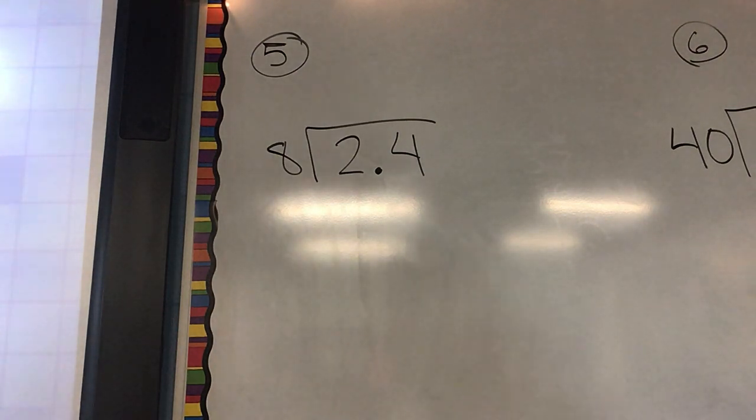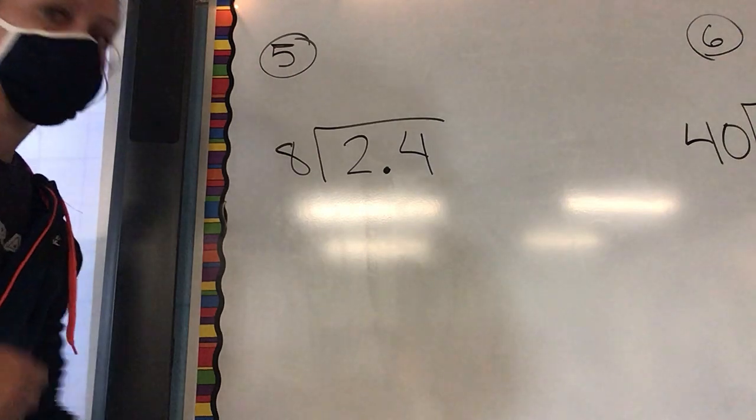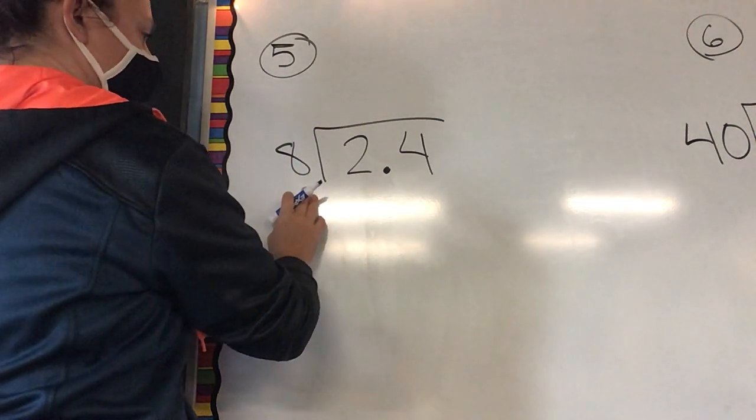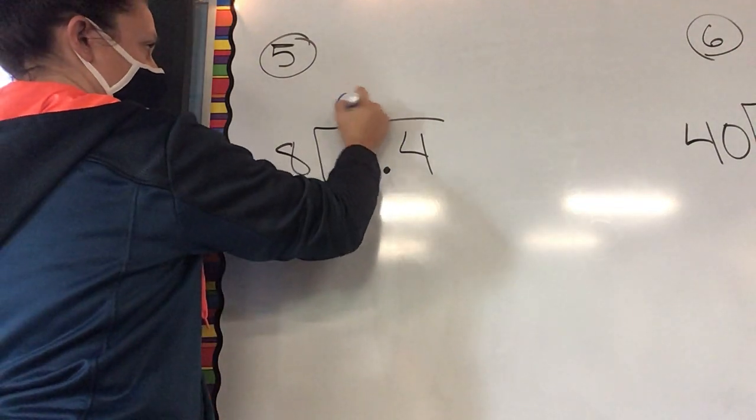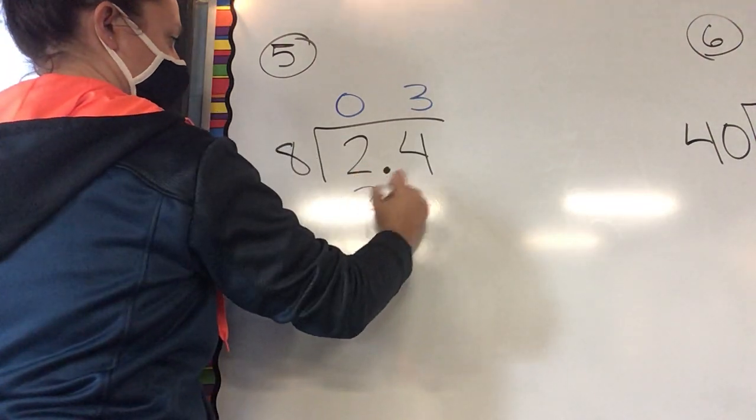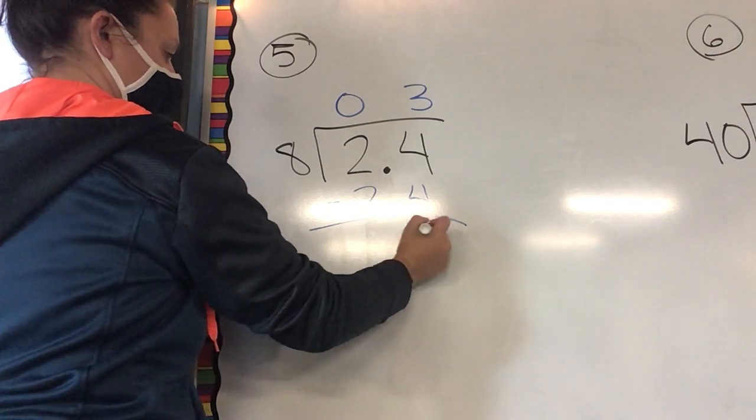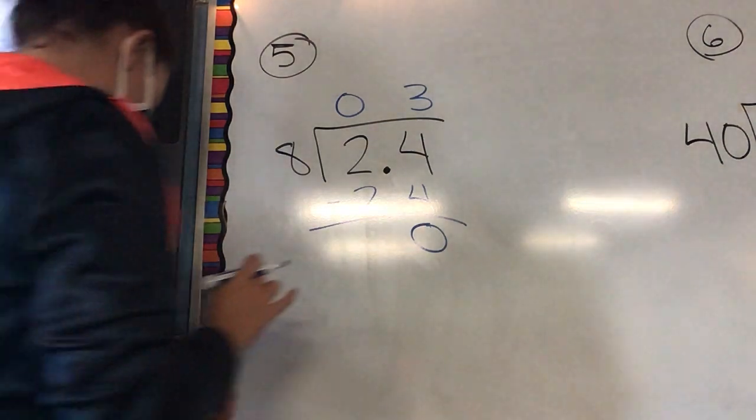Show your answer to somebody in your area. All right, let's check. Can I do 2 divided by 8? No. Can I do 24 divided by 8? Yes. How many times? 3. Yeah. 3 times because 8 times 3 is 24. Okay, I had some friends questioning that. What do I do with that decimal? Bring it up. Straight up.